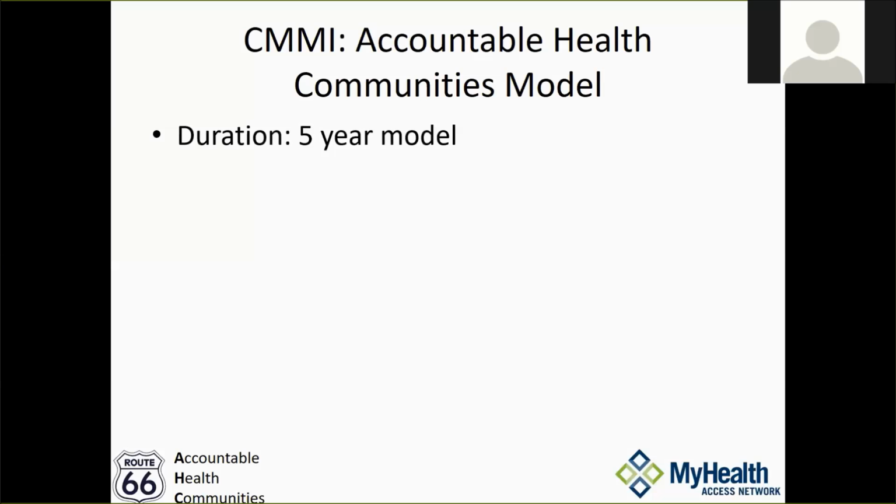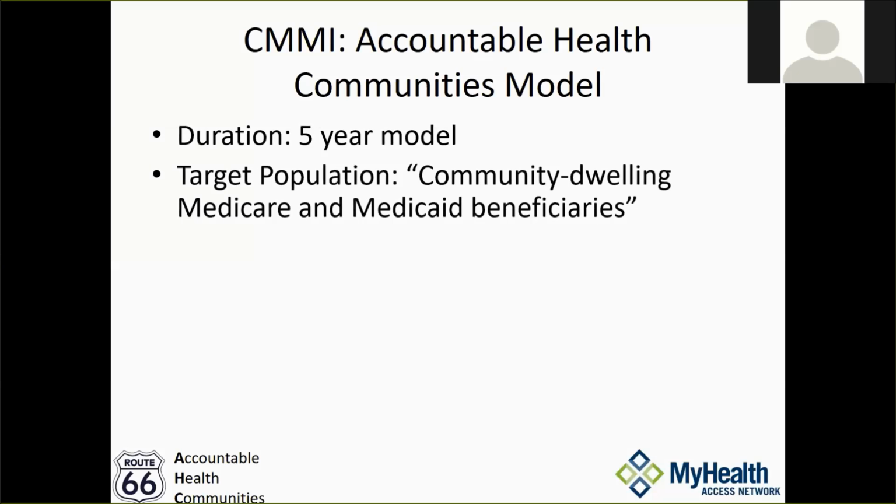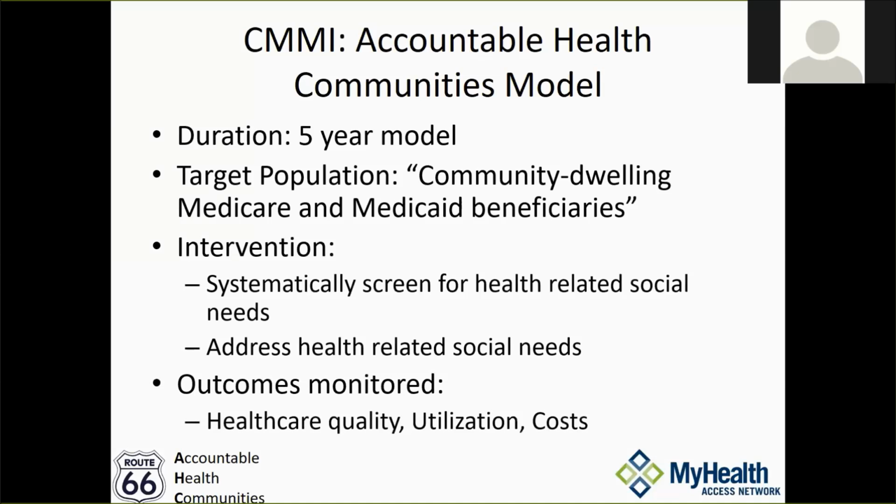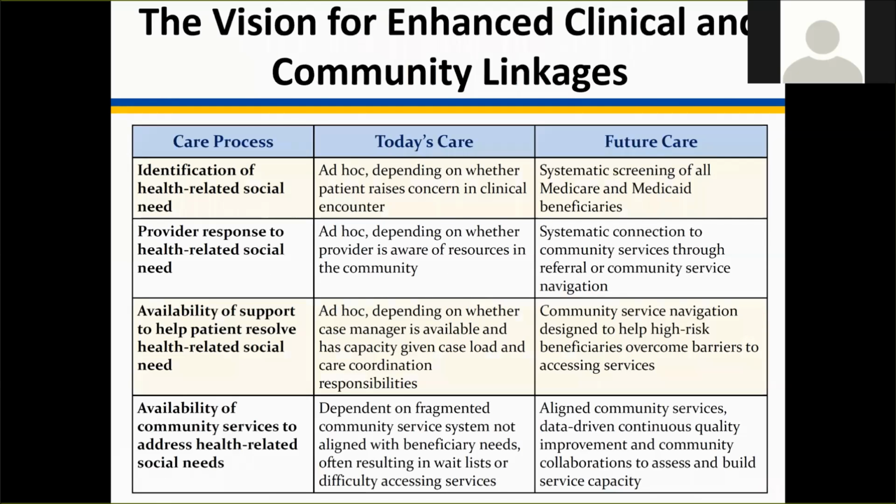But this model is proposed to be a 5-year model. The target population is community dwelling Medicare and Medicaid beneficiaries, notably uninsured or left out of this picture, which is a concern to us and one that we're working with philanthropies to try to cover. The intervention is to systematically screen for health-related social needs, and then to address those health-related social needs through some activities I'll talk more about in a moment. And the outcomes that are being monitored are health quality, utilization, and cost. And this is a chart I won't read all of, but I think it's worth having.